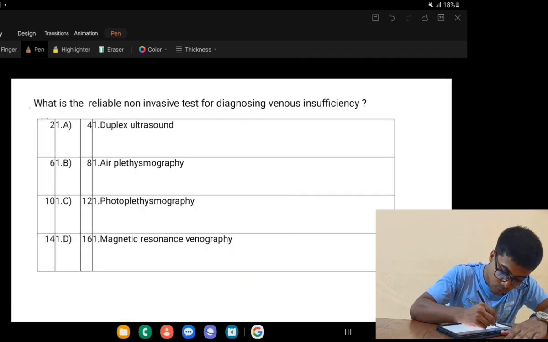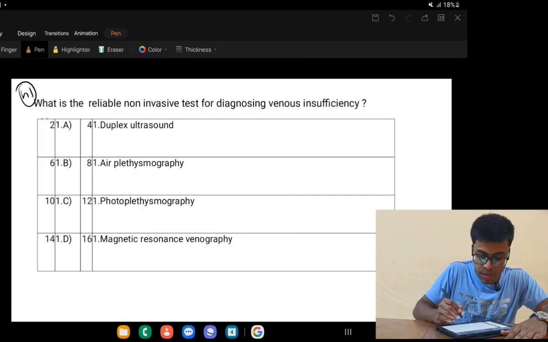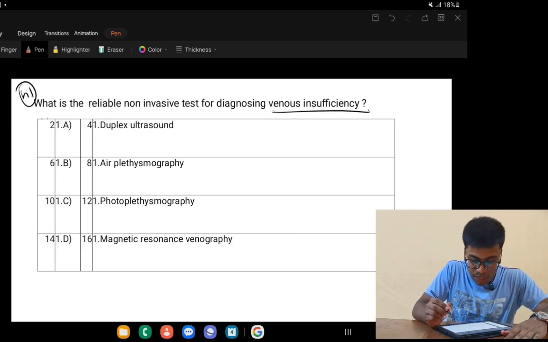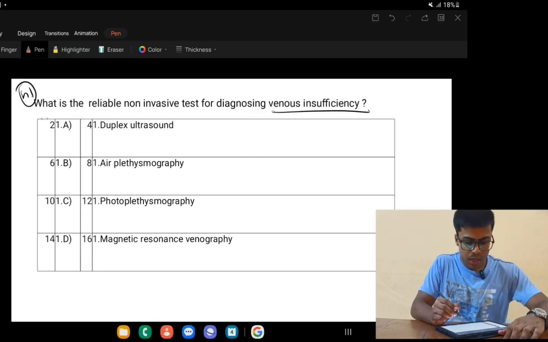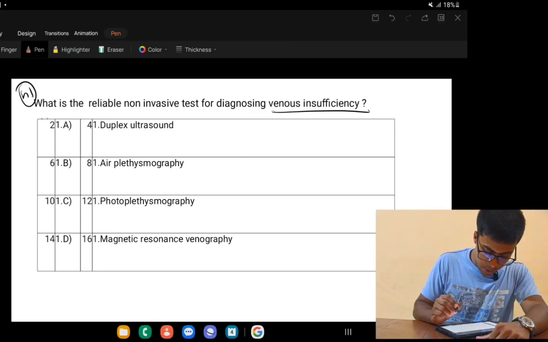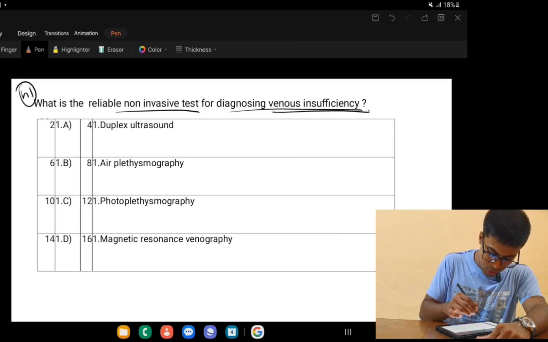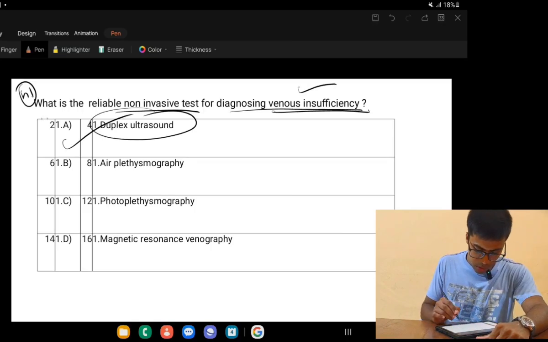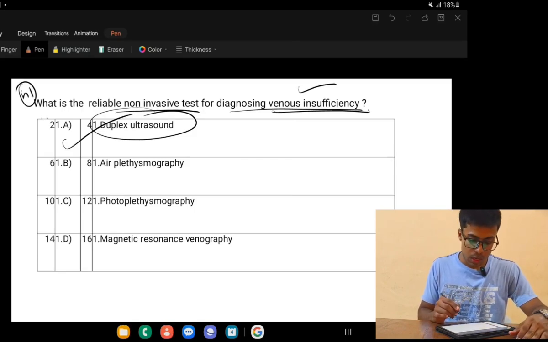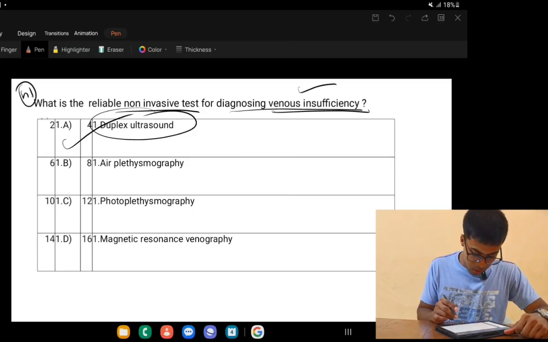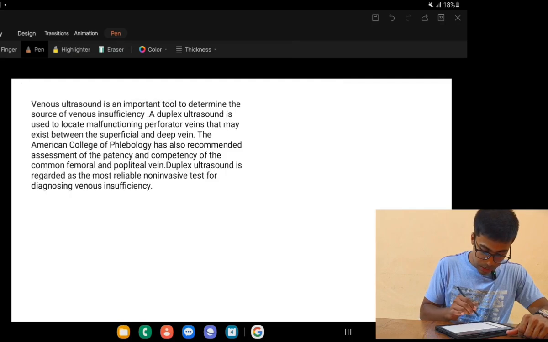So next question is question number 41. What is the reliable non-invasive test for diagnosing venous insufficiency? So again, the same question is repeated, but the asking pattern is different. Non-invasive diagnosing of venous insufficiency. So this is again venous insufficiency: duplex ultrasound. Ultrasound is a friend of fluid, or fluid is a friend of ultrasound. So we like this.